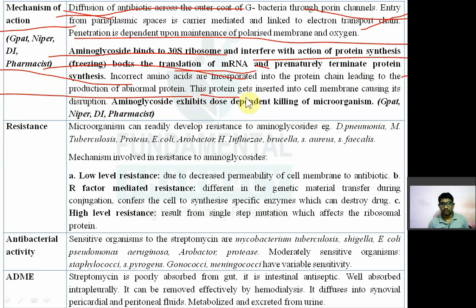Therefore, this protein gets inserted into the cell membrane. If a faulty protein is made, it goes there, and if the faulty protein goes into the bacterial cell wall, the cell wall will become weak and gets disrupted. So aminoglycosides exhibit dose dependent killing of microorganisms. Did the mechanism make sense? Yes.